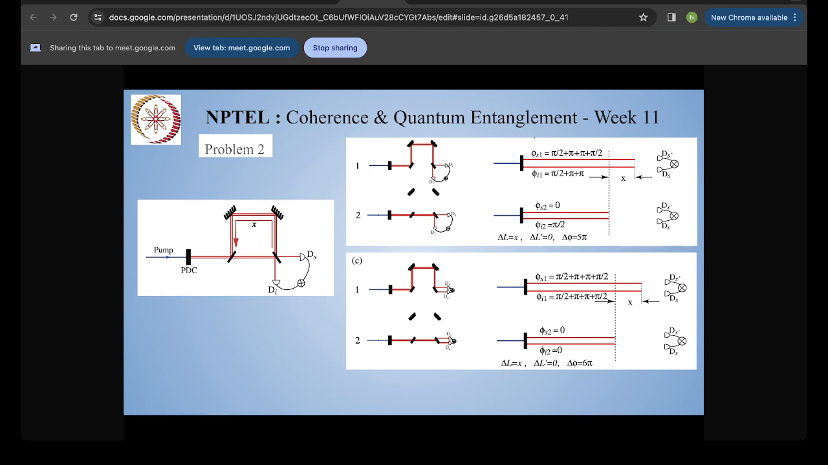And if you find the phi s1, phi i1, phi s2, phi i2, delta L dash, delta phi, then you will find this. So these are the stuffs. And next I can write, you can see that for the first case the delta L will be x, delta L dash will be 0, and delta phi will be 5 pi.